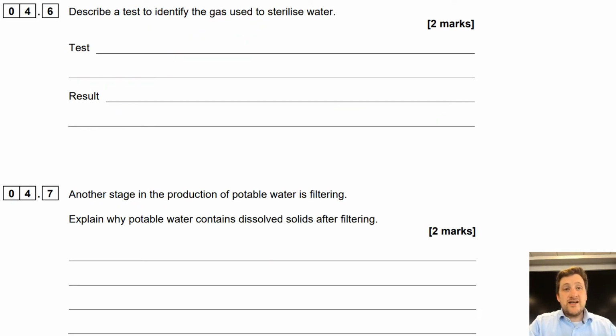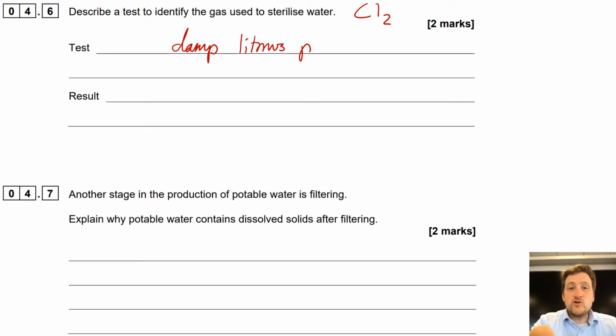Okay, now describe a test. There's quite a few tests in this paper to identify the gas used to sterilize water. Well, in that previous bit, they gave you the equation. We know that the gas is chlorine, okay? And again, it's one of these you need to know. It's damp litmus paper. It cannot be just dry litmus paper. It's got to have a bit of water in it so that the chlorine will dissolve in the water first to then be able to react with the litmus paper. We have damp litmus paper and it is bleached white.